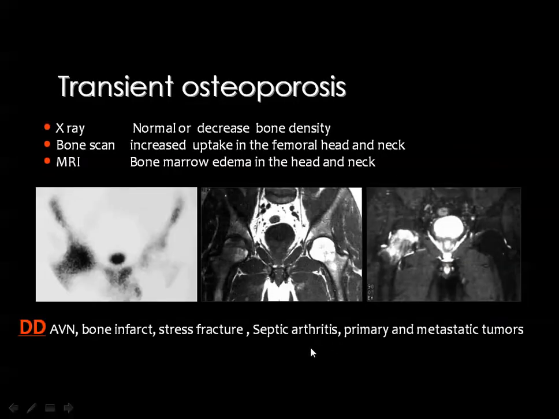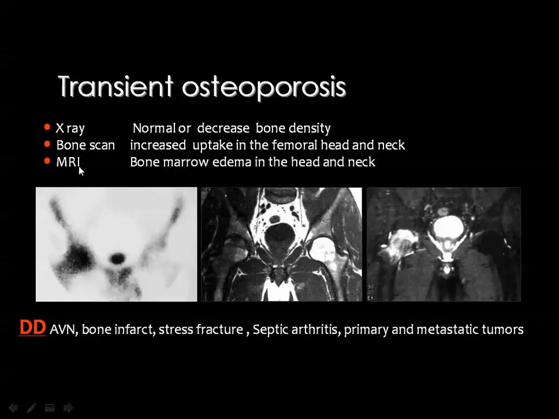Then what you will see in this disease by X-ray, you may not appreciate any abnormality, and the X-ray may appear absolutely normal, or you may feel some decreased bone density in the affected femoral head and neck. And bone scan will show increased uptake in the femoral head and neck, as you can see here, while bone scan in avascular necrosis will show the photopenic area with decreased uptake in the ischemic part of the bone.